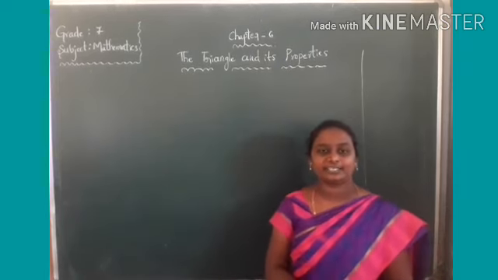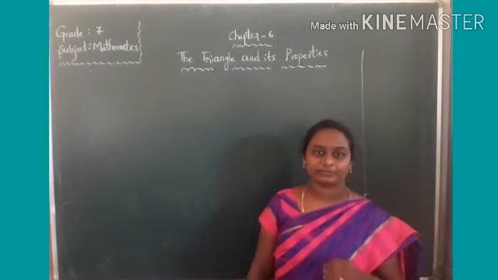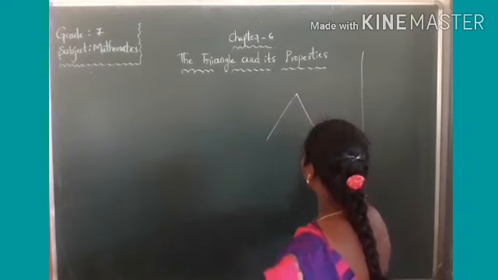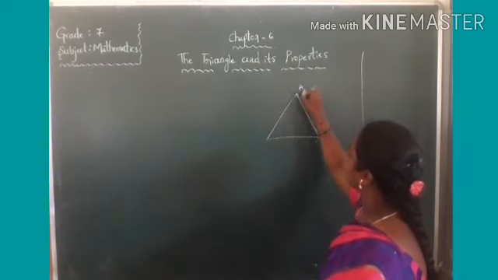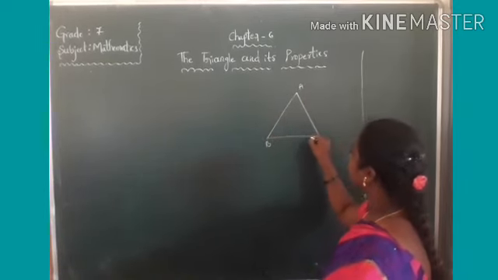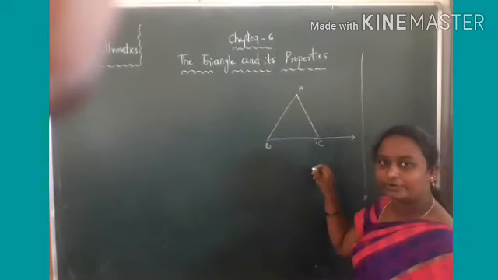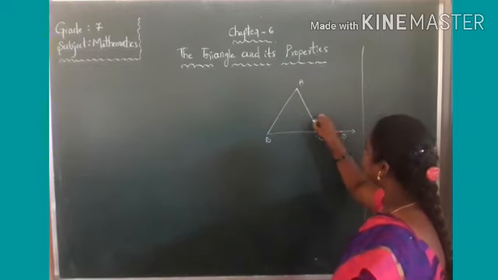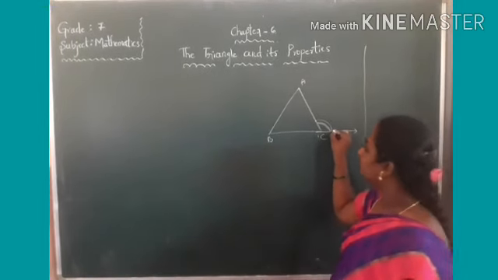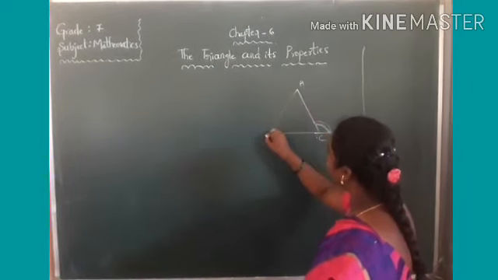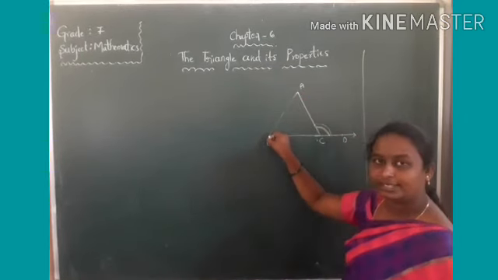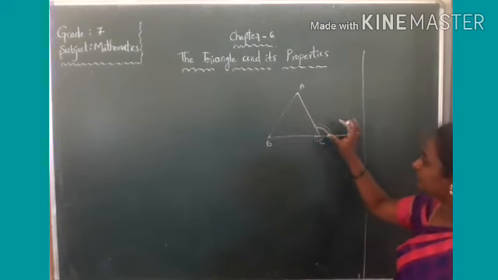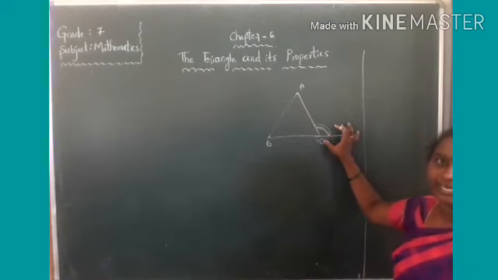Yes, exterior angle is equal to the sum of its interior opposite angles. So, ABC is a triangle, BC is produced to D. Then ACD is called an exterior angle. Here the interior angles are angle A and angle B. These two interior angles are opposite to the exterior angle.